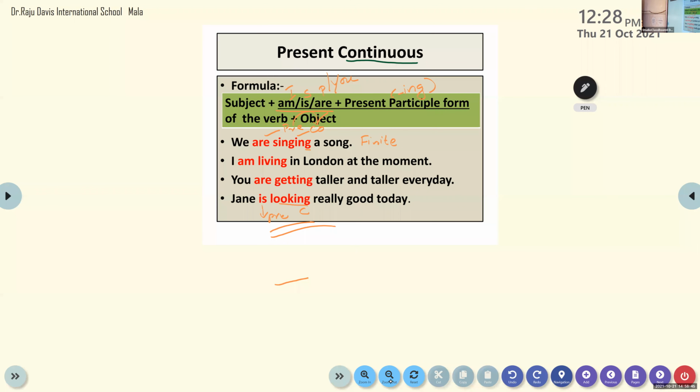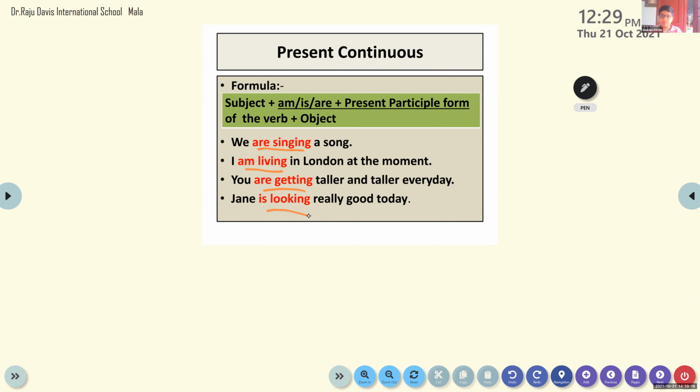Yes, ma'am. Okay. So look at the formula. I repeat the formula again. The rule for writing a sentence in present continuous is subject plus am, is, are plus present participle form of the verb plus object. I request everybody to underline the finite verb also. Ma'am, we should also write the examples. Sure.